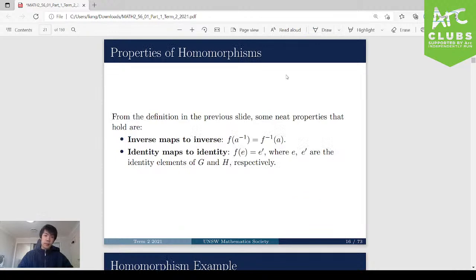Some properties of homomorphisms: the inverse always maps back to the inverse, and the identity always maps back to the identity. So f of A inverse gives you f of A inverse, and f of E equals E dash. The reason there's a different notation here is that this E is the E in G, and this E dash is the E in H. Recall, we're working over two different groups now, and so the identity element for G may differ from the identity element for H, but it doesn't matter. We're just saying that f of E gives you E dash, where E is the element from G and E dash is the element from H.